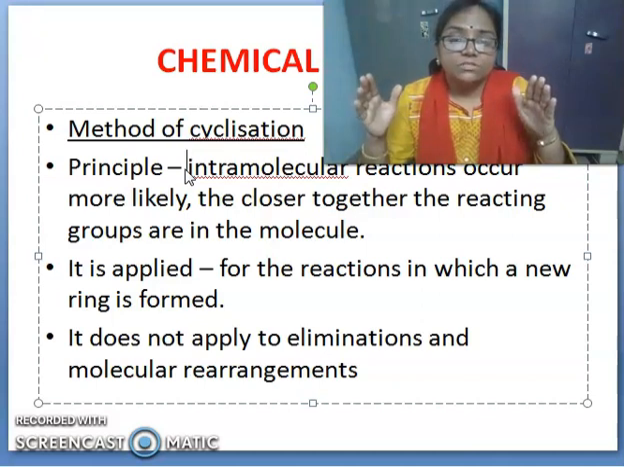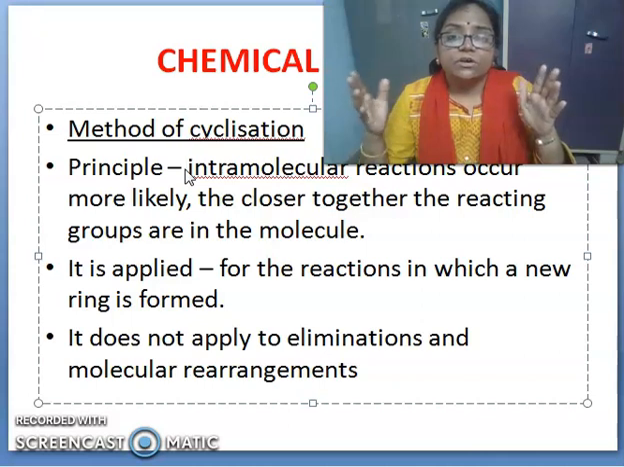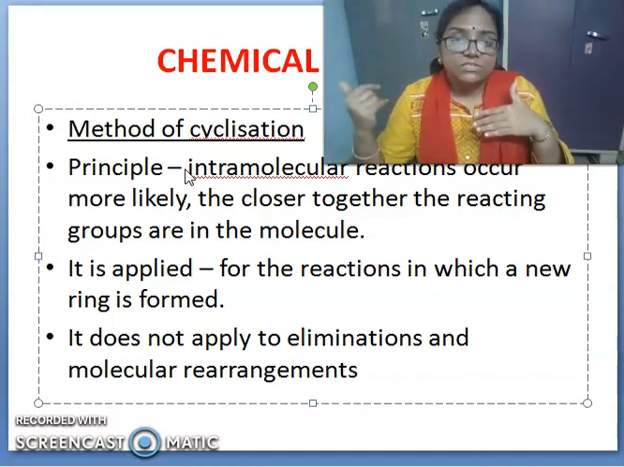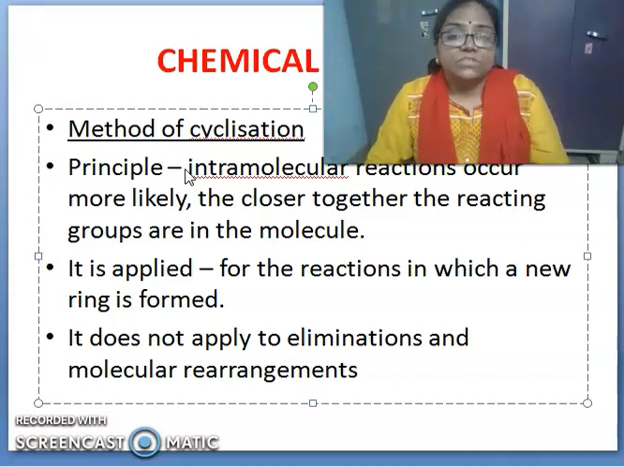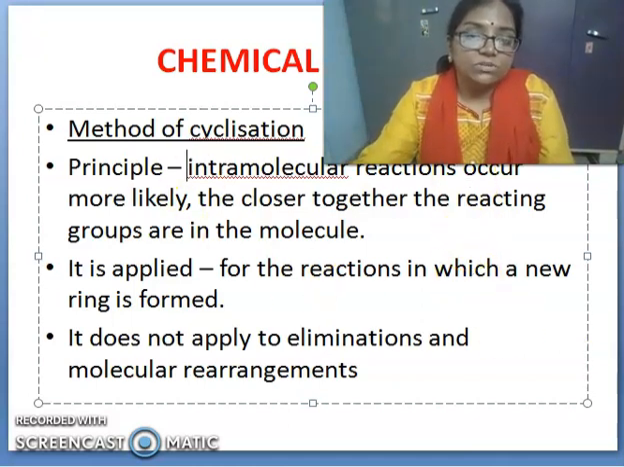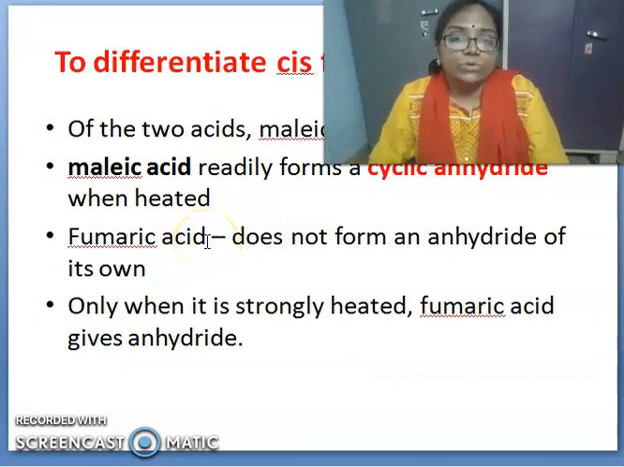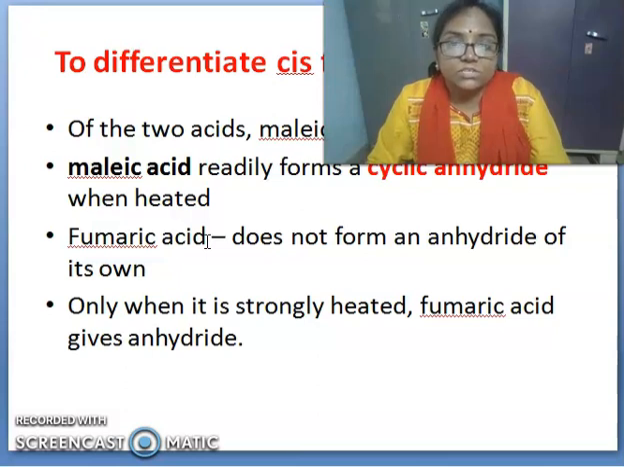there may be the possibility of intramolecular reactions occurring more likely. That means the closer together the reacting groups are in the molecule. Whereas in the case of the trans isomer, it is not so. This principle is applied for reactions in which a new ring is formed, and it is not applicable for other elimination reactions and for molecular rearrangements. We'll see some examples. How are we going to differentiate the cis form from the trans form?